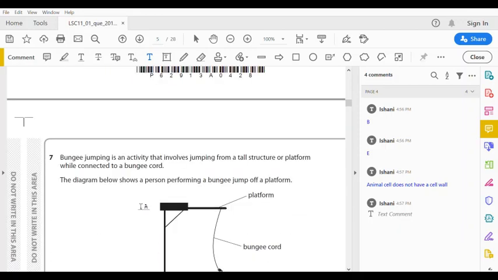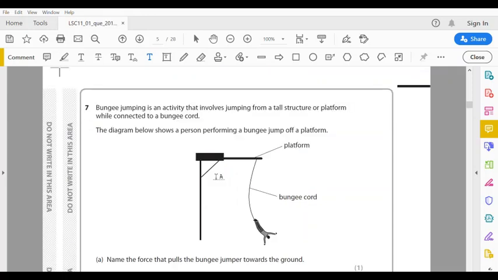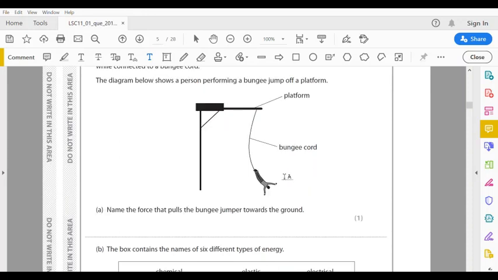Next question. The bungee jump is an activity that involves jumping from a tall structure or platform while attached to a bungee cord. The diagram below shows a bungee jumper on a platform. Name the force that pulls the bungee jumper towards the ground. That's the force you need to mention. So that force is weight.